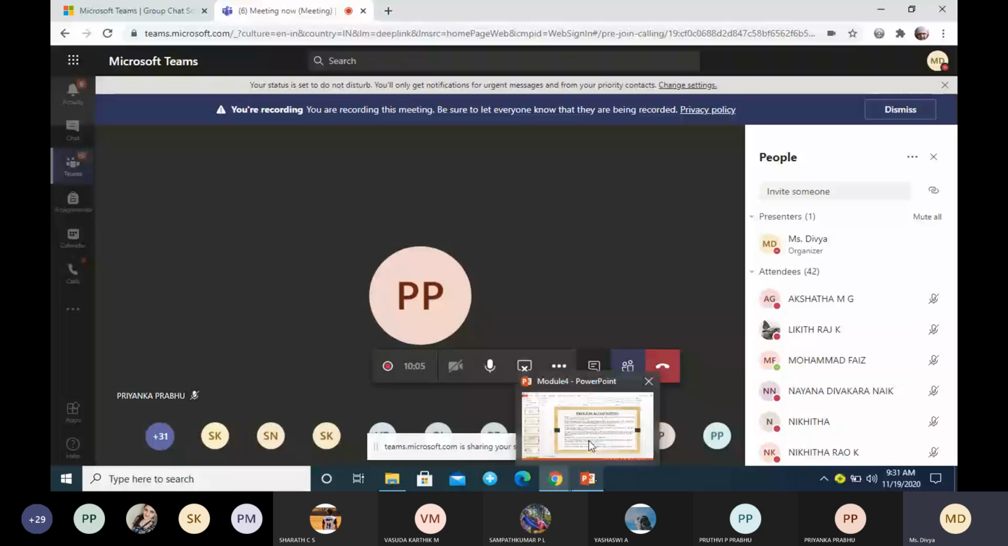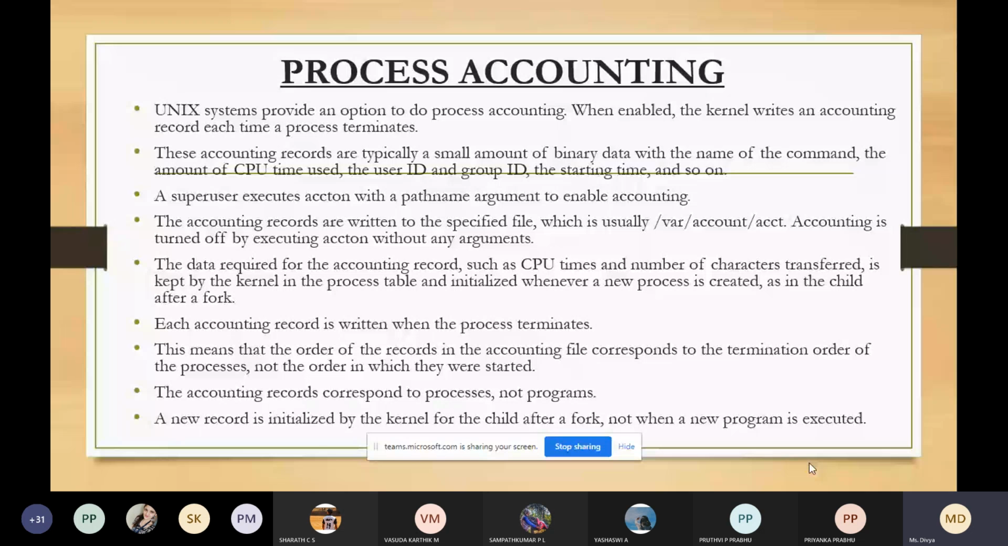So in the last class, we started with the fourth module. We started discussing changing the user IDs, different user IDs, real user IDs, or we can also change group IDs and effective user IDs, and how to change them. Then what do you mean by an interpreter file, and what is the format of the interpreter file? And then we started discussing the system function, which is used for executing any command in either C or C++ language. So today we'll discuss process accounting.